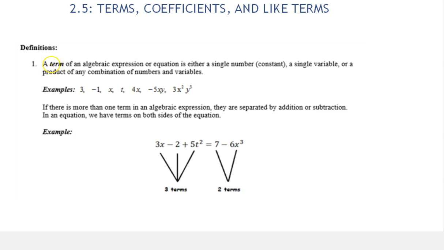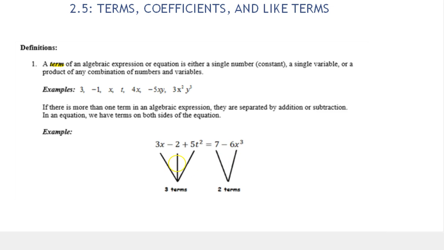Okay. So a term of an algebraic expression or equation is either a single number, which we sometimes call a constant, a single variable, or a product, and by product we mean multiplication, of any combination of numbers and variables. So here's a few examples of terms. Here's an example of an equation. On the left-hand side there's 3 terms, and on the right-hand side there's 2 terms.